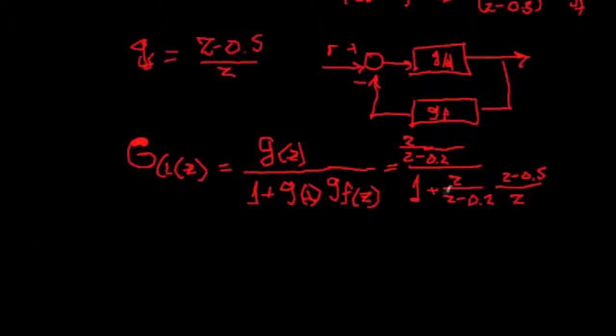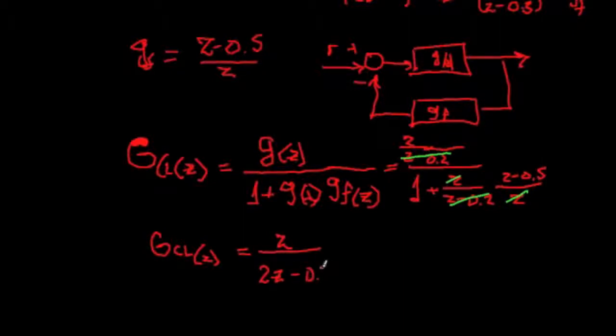This term and this term get cancelled, this term and this term get cancelled, so that we obtain the following: G closed loop of Z becomes Z over 2Z minus 0.7, if I'm not mistaken.